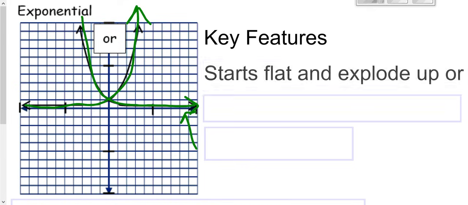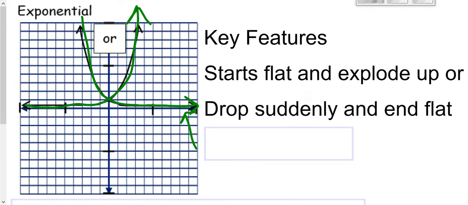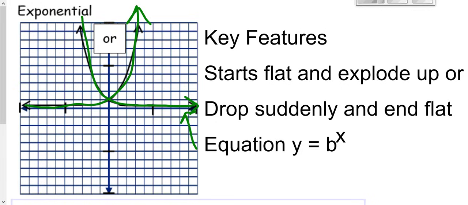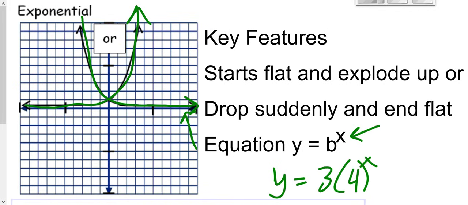So our key features that I have here: it starts flat and explodes up, or it drops suddenly and ends flat. And then in your equation, x is the exponent. So you might see something like y equals 3 times 4 to the x. That's a possibility. Or even just y equals 2 to the x. That's a possibility. x has to be the exponent.